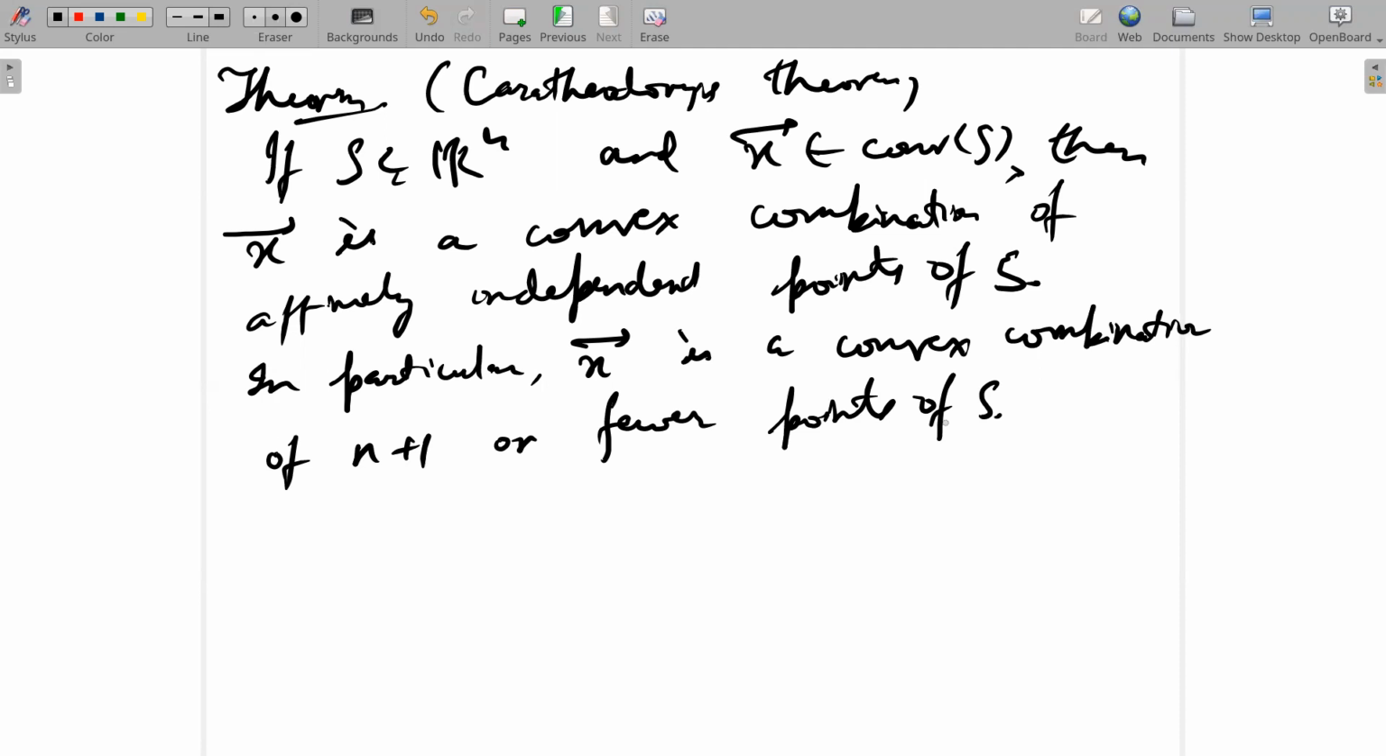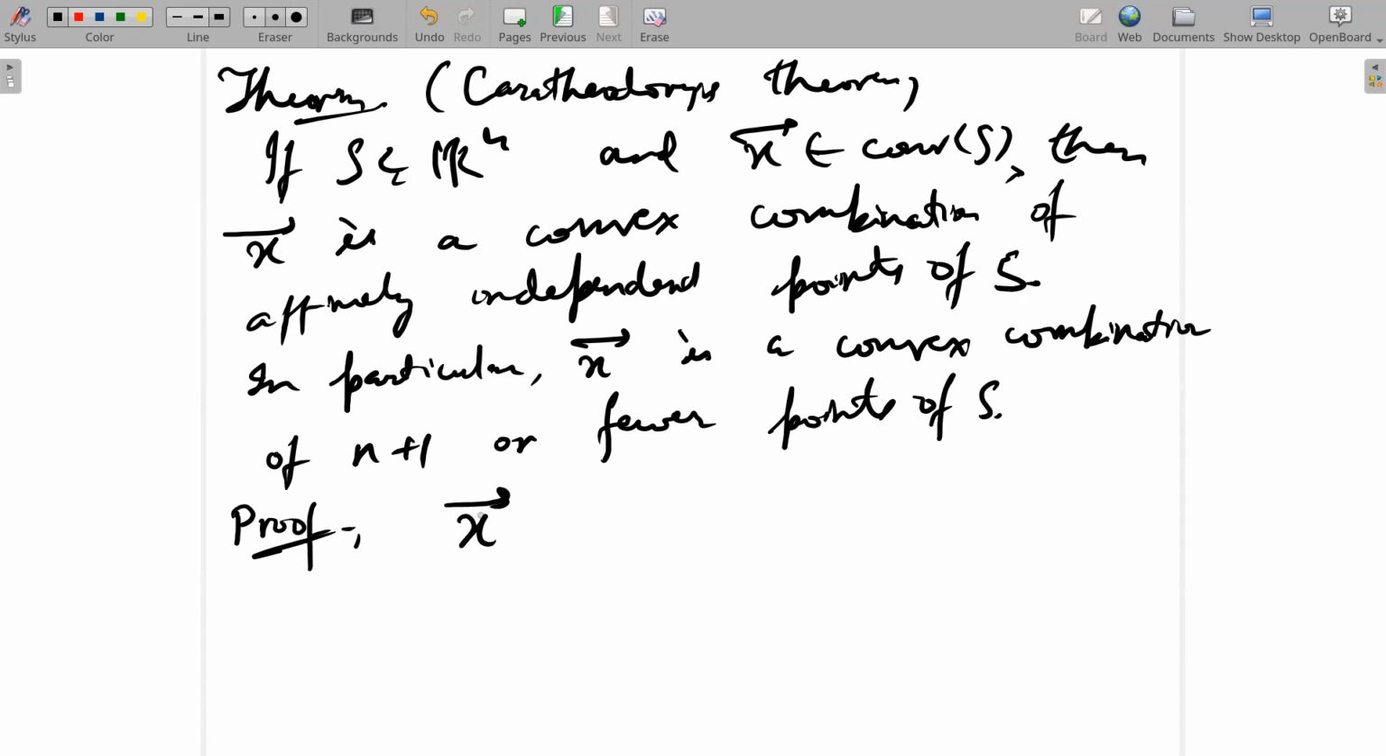In view of this theorem, you can in fact redefine what convex hull means. Convex hull was defined as containing all convex combinations. You can just say that it contains convex combinations with at most n plus 1 elements, and you'll get exactly the same set due to Carathéodory's theorem. So let's look at a proof. All of these proofs are very nice because they use tools that you have already learned in your analysis courses and metric spaces and so on. Okay, so let's go through this.